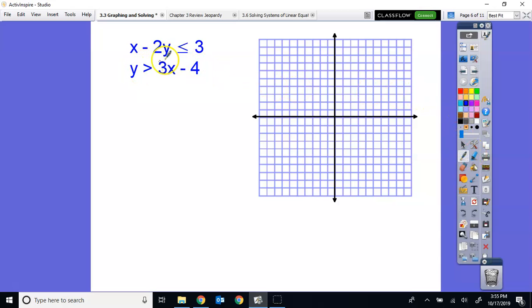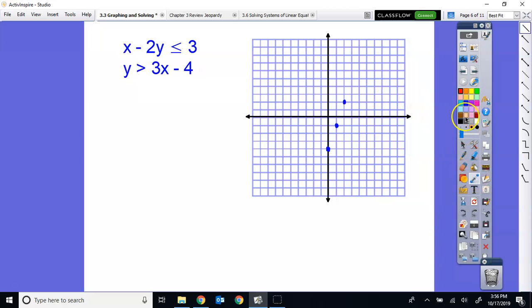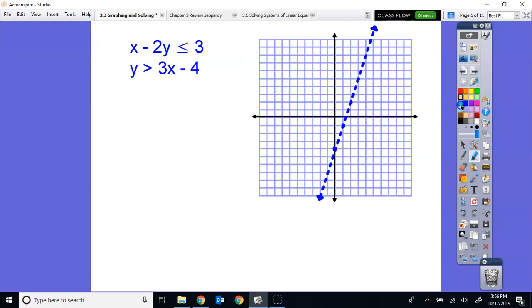The y is greater than 3x minus 4. And we're going to begin our graph at negative 4. Our slope is 3, so we're going to go up 3 over 1, up 3 over 1, and we're going to connect our dots. But because this does not have an equal to sign, we are going to use what we call a dotted or dashed line, because the points on the line will not work. We're also going to shade.